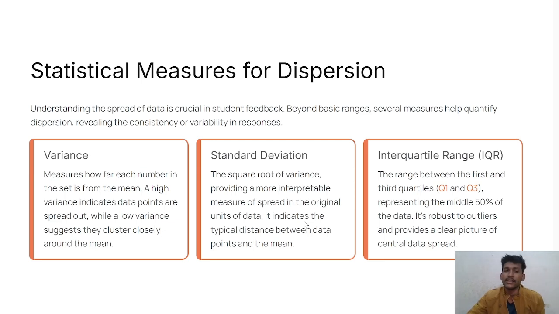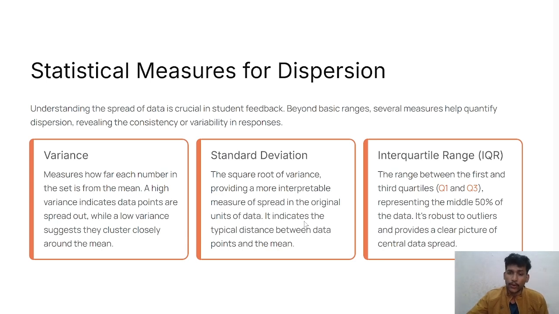A high variance indicates that data points are spread out, while a low variance suggests they cluster closely around the mean. Standard deviation, the square root of variance, provides a more interpretable measure of spread in the original units of data. It indicates the typical distance between data points and the mean.